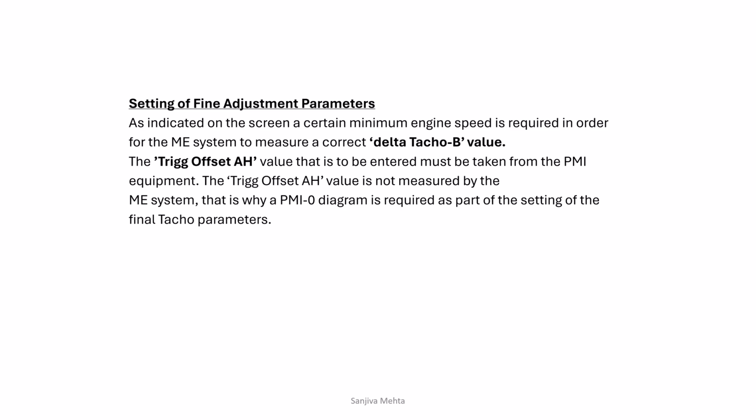The trigger offset ahead value that is to be entered must be taken from the PMI equipment. This value will be given by the PMI equipment. The trigger offset ahead value is not measured by the ME system. That is why a PMI zero diagram is required as part of the setting of the final TACO parameter. So your PMI computer must be connected and that value has to be taken from the PMI computer.